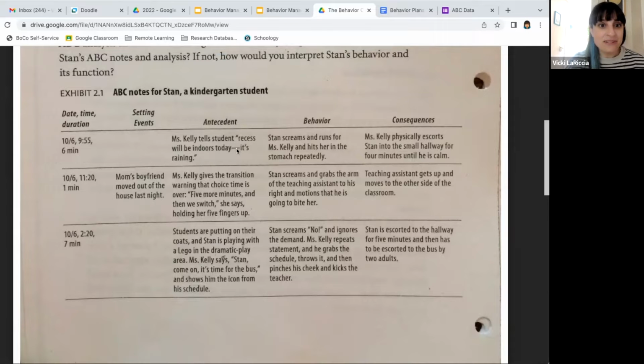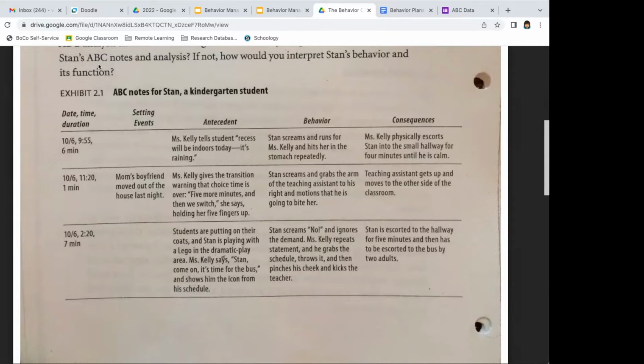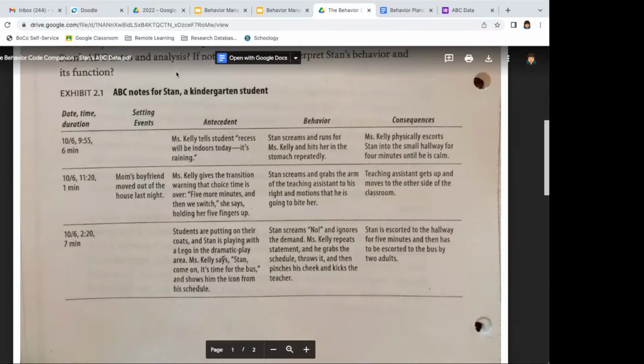Next, is it Monice? I'm gonna turn on your microphone. The second one is 10/6, 11:20, 1 minute. Mom's boyfriend moved out of the house last night. Miss Kelly gives the transition warning that choice time is over, 5 more minutes, and then we switch, she says, holding up 5 fingers. Stan screams and grabs the arm of the teaching assistant to his right and motions that he is going to bite her. Teacher assistant gets up and moves to the other side of the classroom.